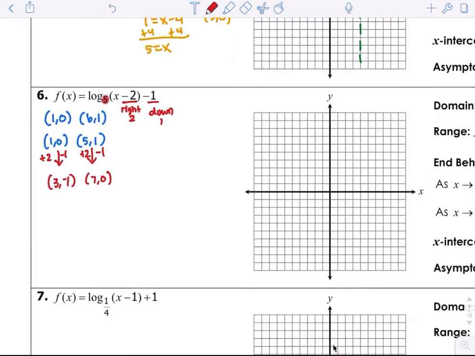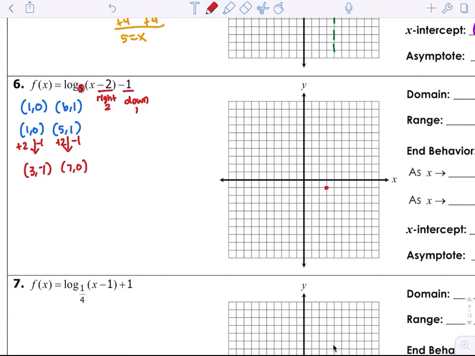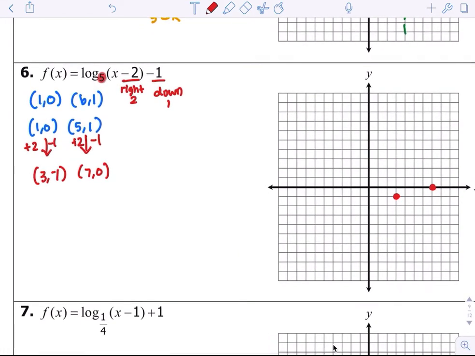So we're going to plot (3, -1), which is right there, (7, 0), and (4, 5, 6, 7) is right there. And now let's get your guys' asymptote.